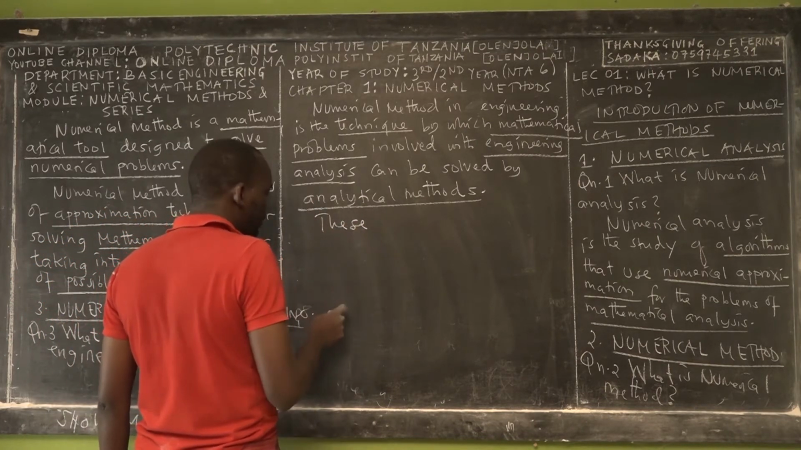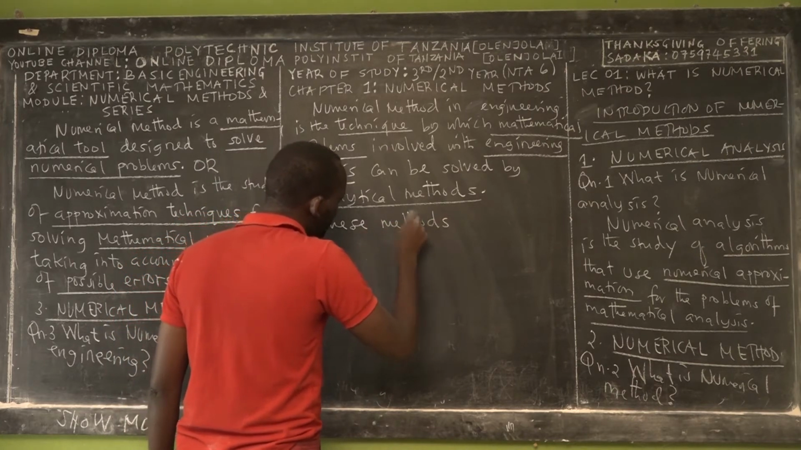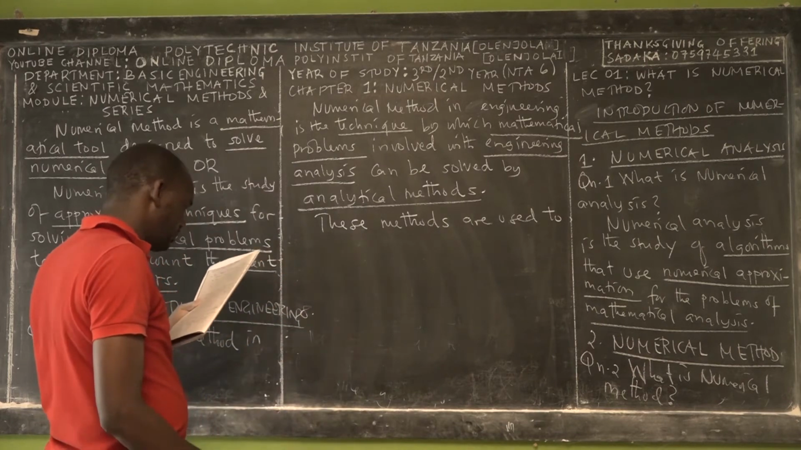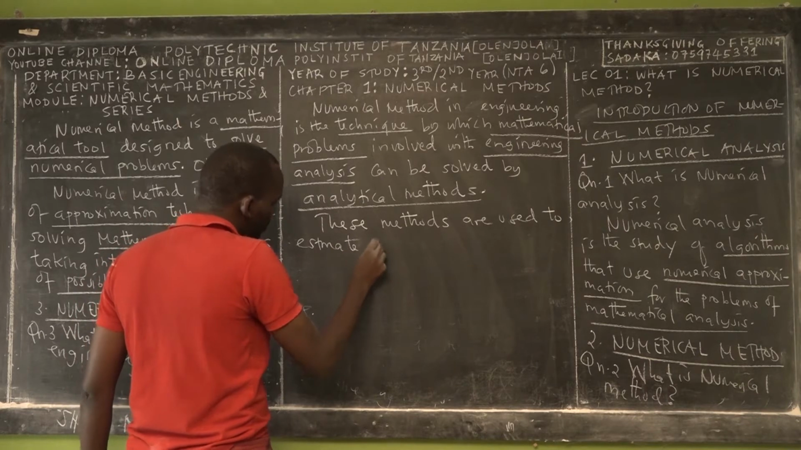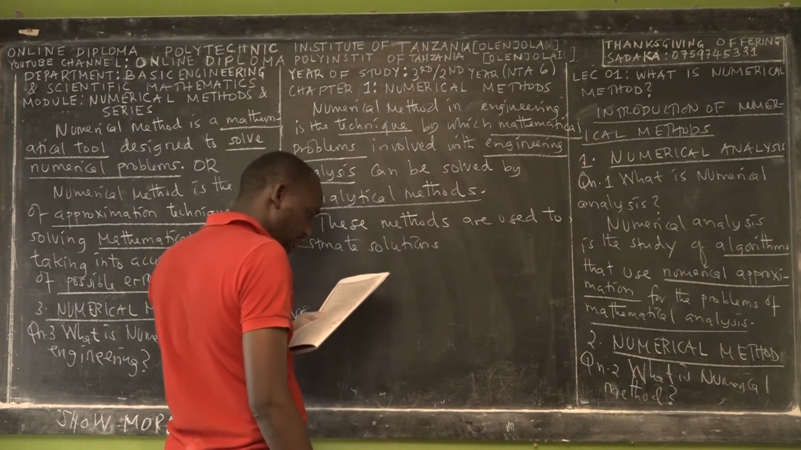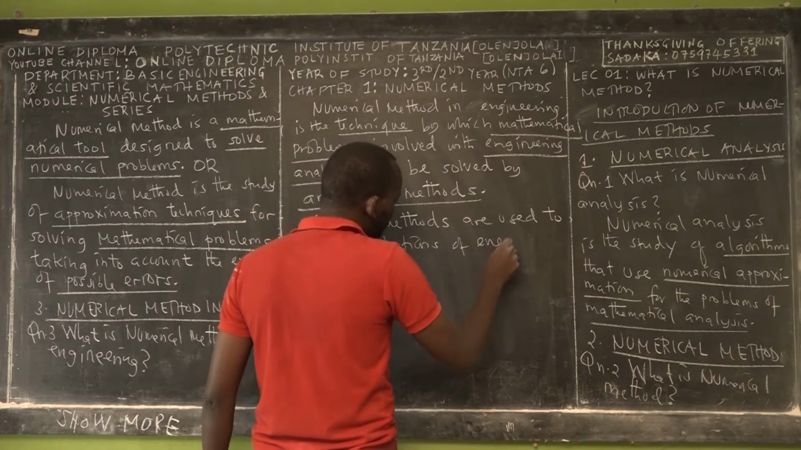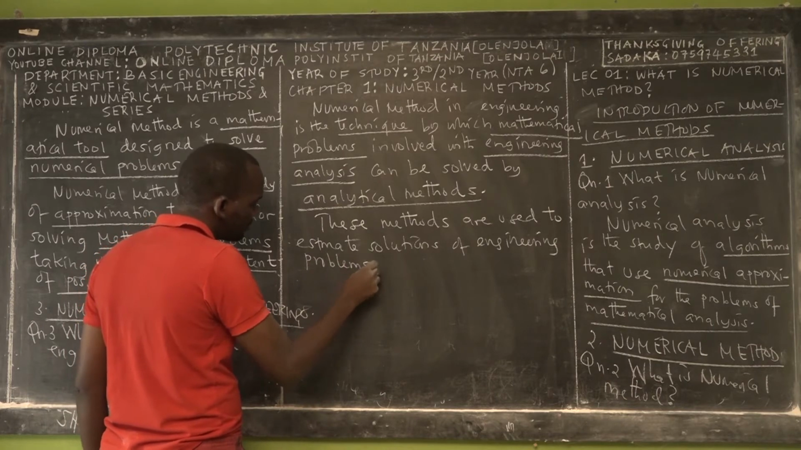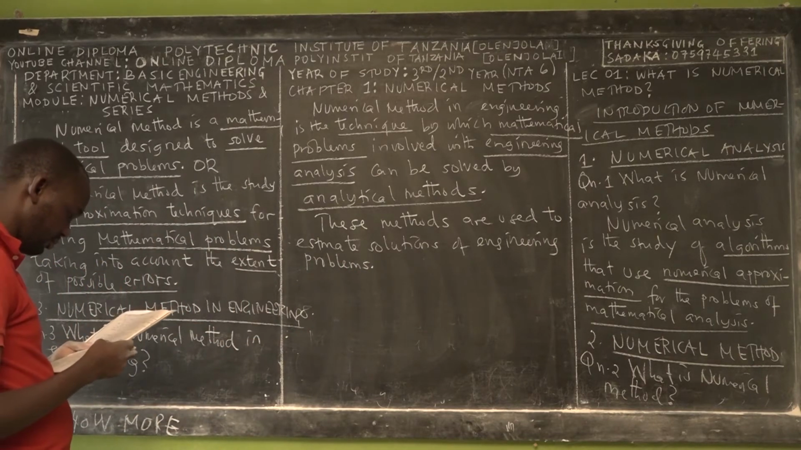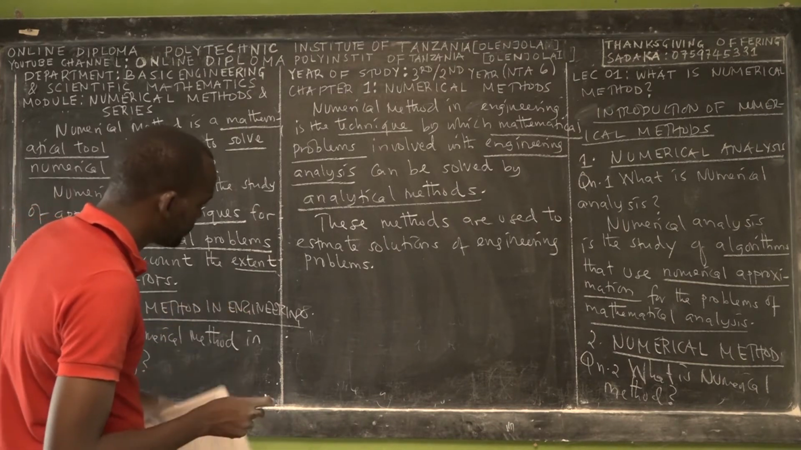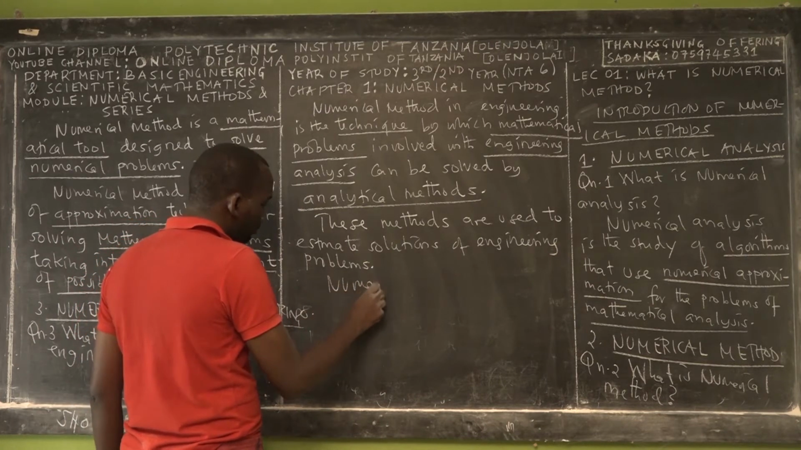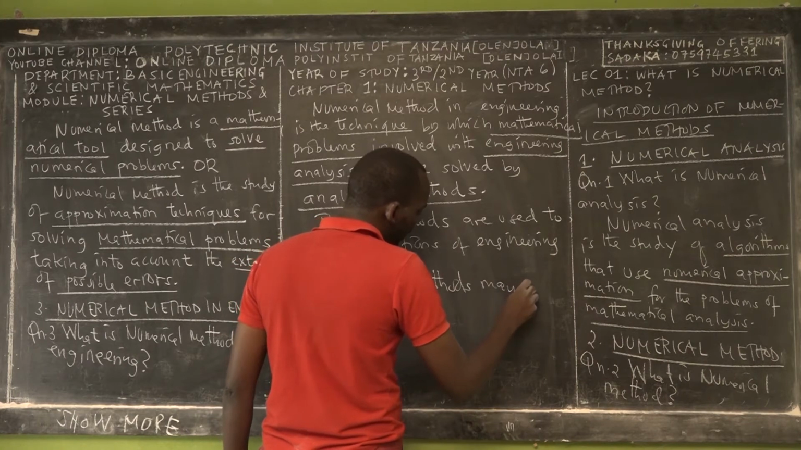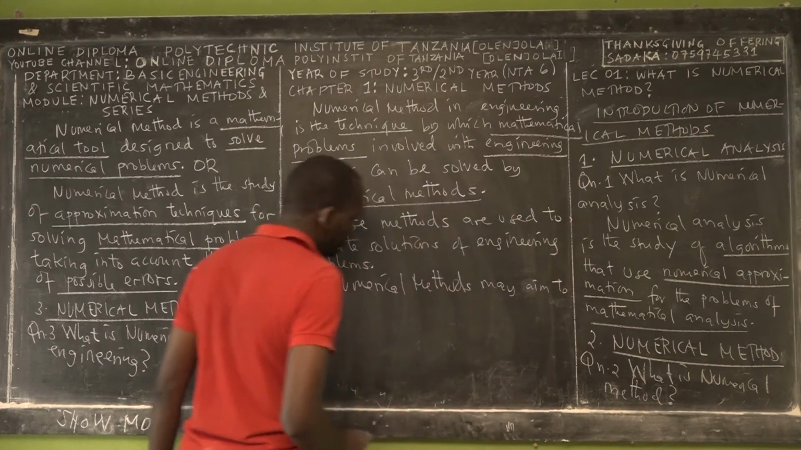So in addition to that definition, we say that these methods are used to estimate solutions of engineering problems. We use it to estimate solutions of engineering problems. So numerical method, in addition to that, may aim to find the following.